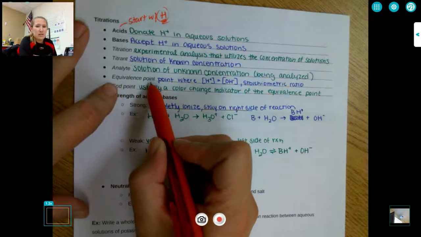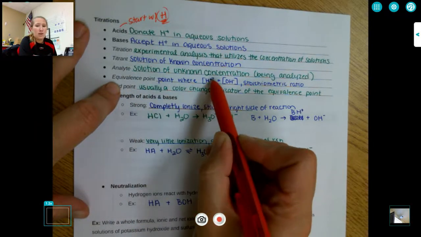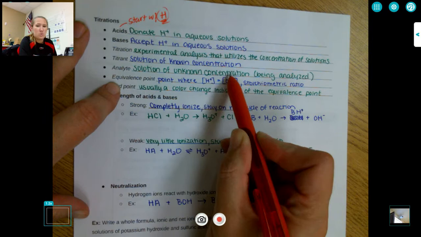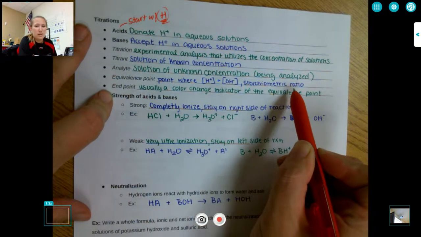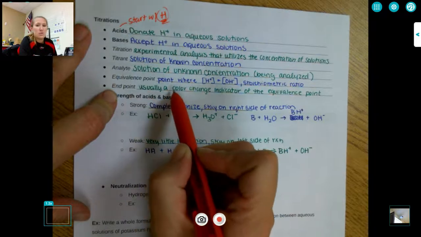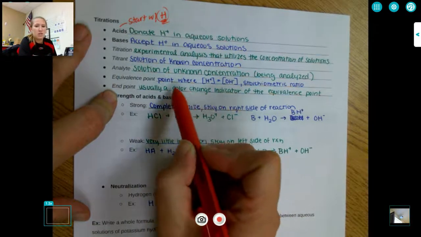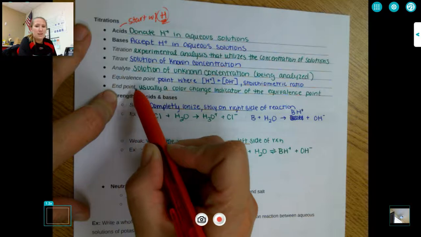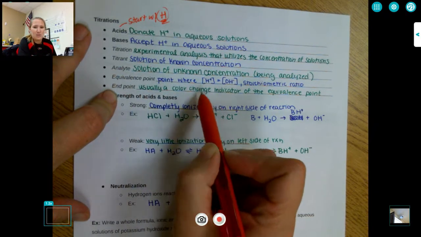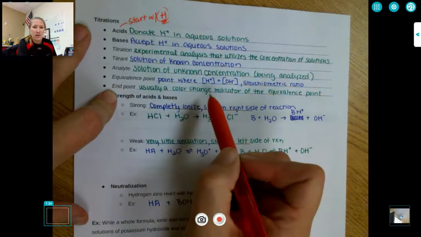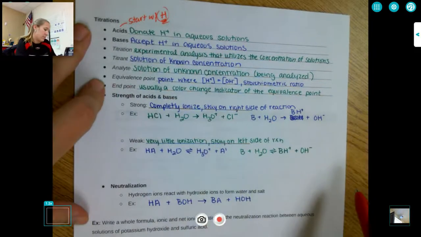We do a titration until we get to the equivalence point, where the concentration of hydrogen ions equals the concentration of hydroxide ions, which is a stoichiometric ratio. And we like to use some sort of indicator that has a color change, which is called an endpoint, at the same place where we have the equivalence point, because that's what we're trying to find. So if the color changes there, then we know that we've gotten there, because we can't see the molecules.